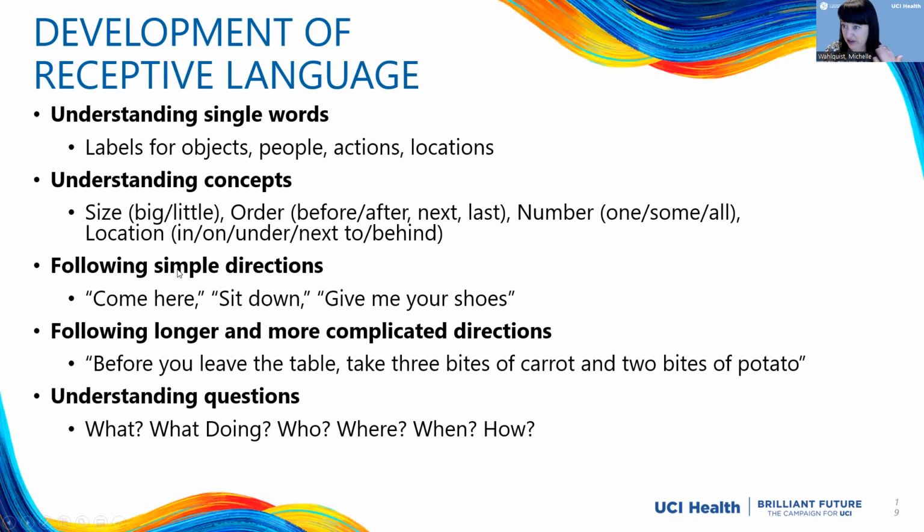After they start understanding those isolated concepts, they can start following simple directions like come here and sit down. After that, they start being able to follow longer, more complicated directions, like before you leave the table, take 3 bites of carrot and 2 bites of potato. That's a long direction with a lot of pieces to it. And then they start understanding question words like what are you doing, who are you going with, where are you going, when and how questions.